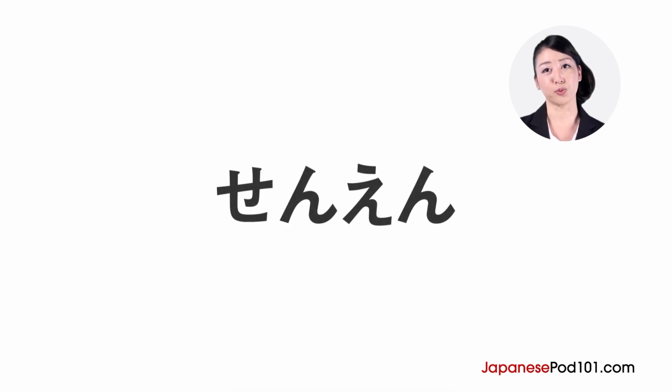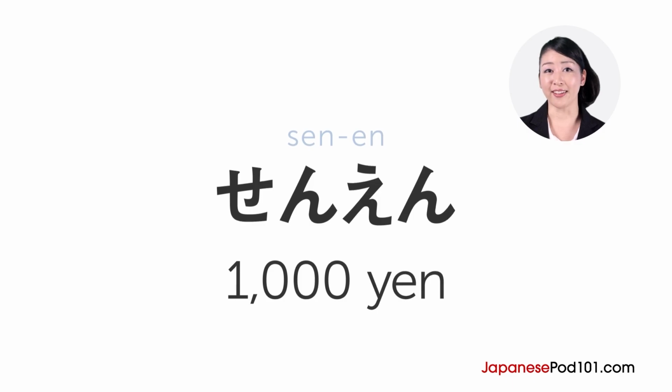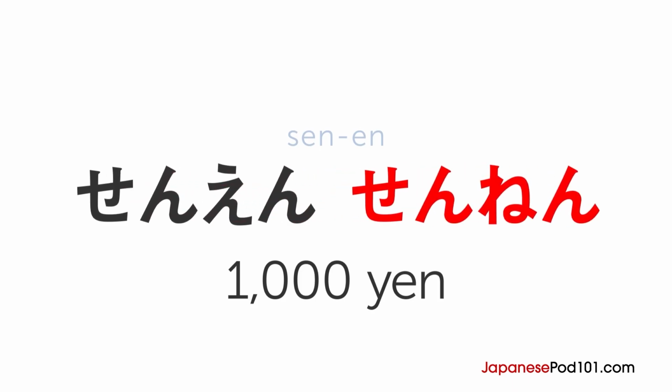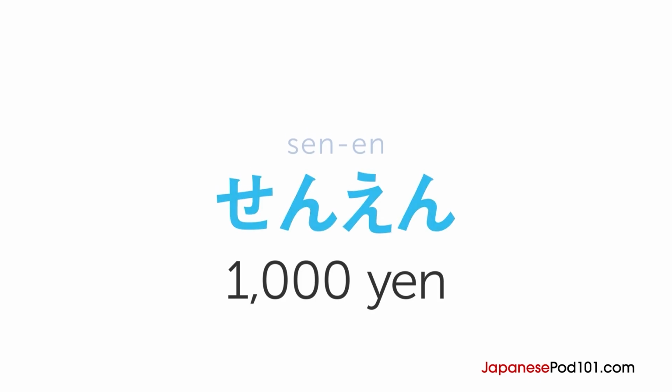Be careful of this word too. Sen en, 1000 yen. Don't say sen en. Make sure that you keep the tip of your tongue suspended in the empty space and don't touch it to any particular part and say sen en, sen en.